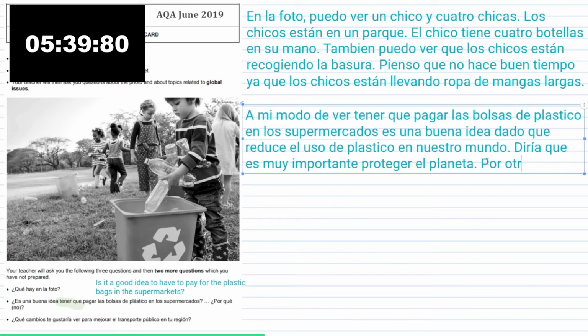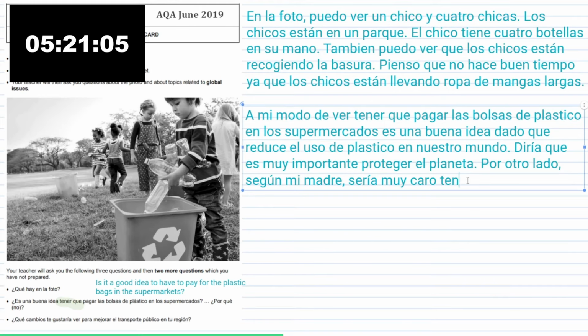So por otro lado, según mi madre, and then you can use the conditional tense, something like it would be very expensive to have to pay for the bags. So por otro lado, según mi madre, sería is how we say it would be. Sería muy caro tener que pagar las bolsas. So I've given my opinion, someone else's opinion, so my mother's opinion, and used a different tense, the conditional tense.